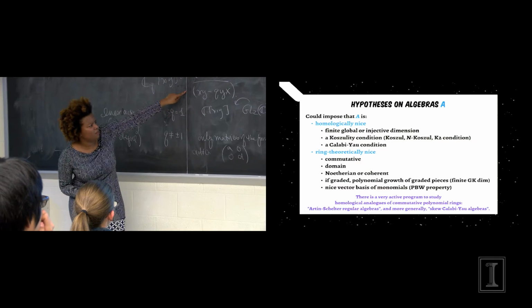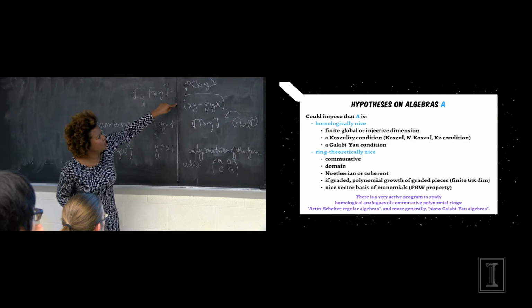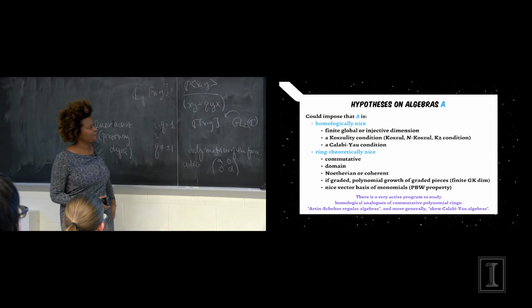So q-polynomial rings are included. I think this ticks all the boxes except Calabi-Yau. You get Calabi-Yau when q is plus or minus 1, but it ticks every other box.